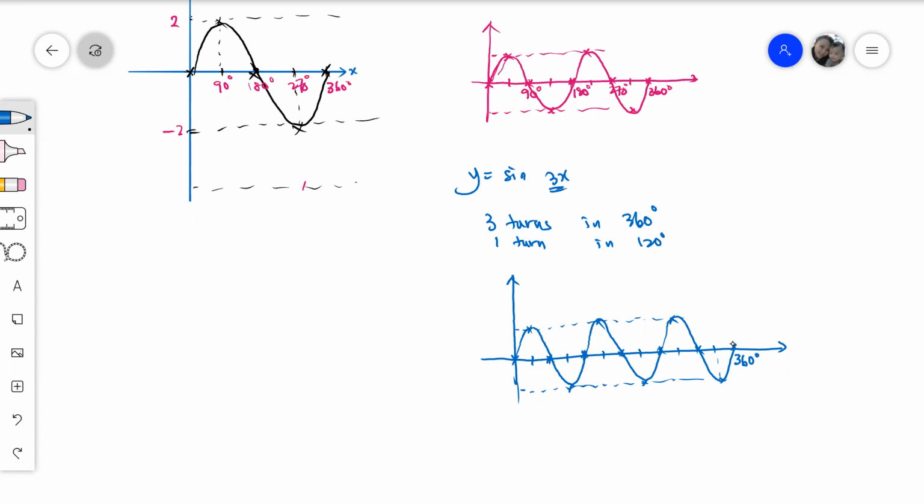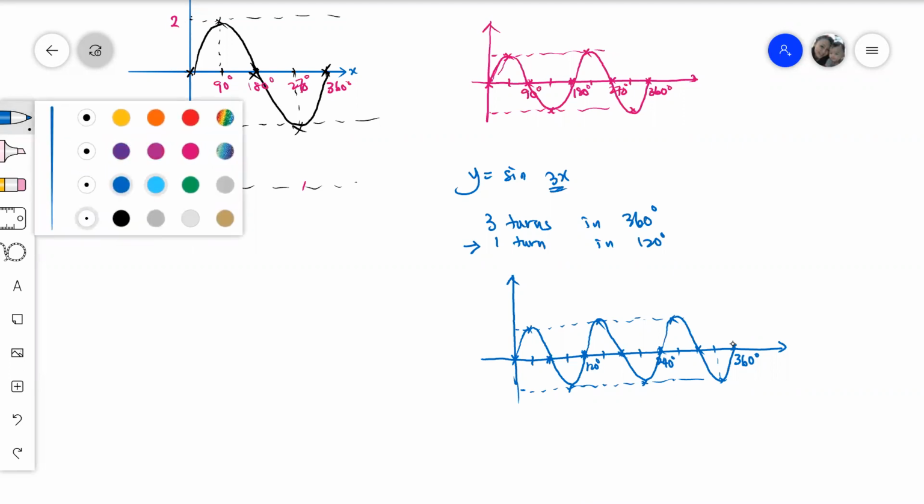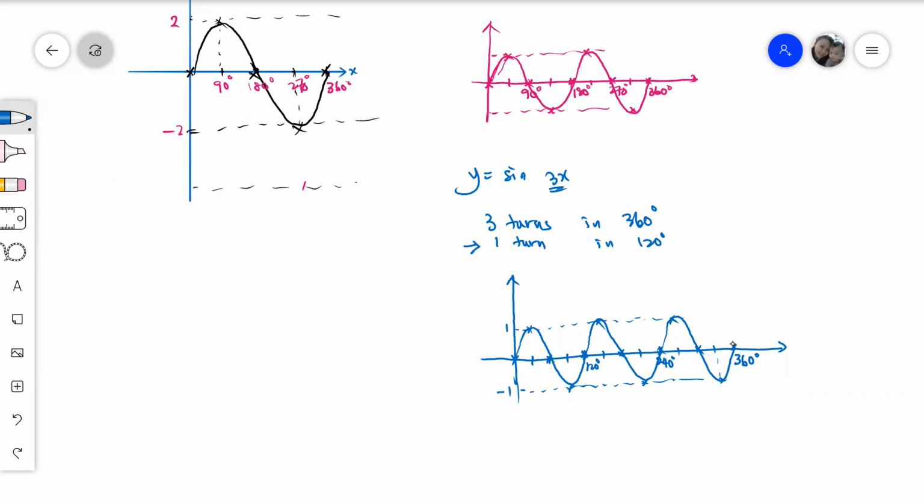So over here, if you want to find 180 degrees, probably it's a bit tough. That is why I find out what is one turn. One turn is 120, and then this is 240. Okay, you can just mark this down. So that's it for the sketching. Oh, by the way, I forgot, we have to mark this 1 and -1. This is 1, this is -1.